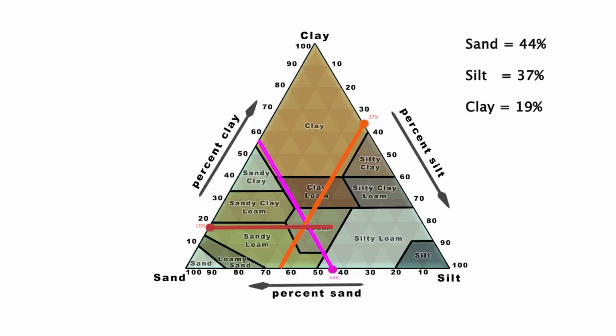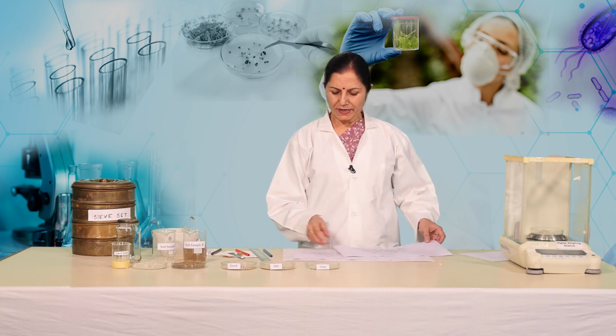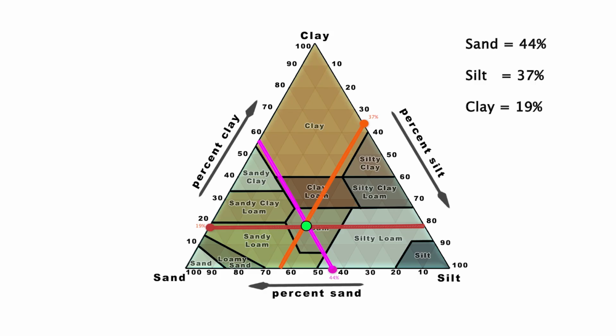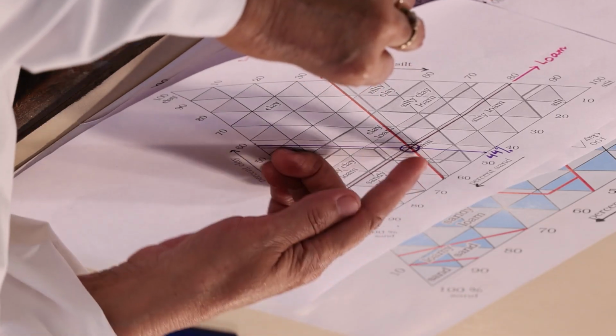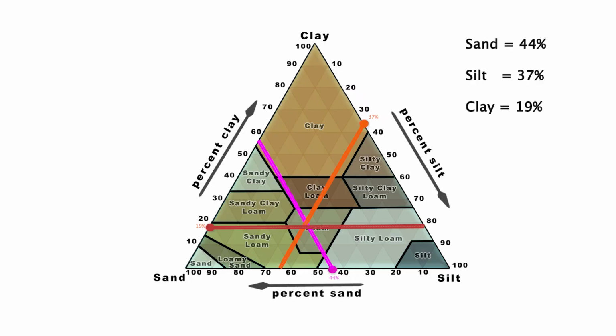In this manner, 3 lines will intersect at one point. Even if we draw 2 lines, the point of intersection helps us to determine the type of the soil. The point of intersection lies in this zone which is marked as loam. So, the soil sample A is loam type.